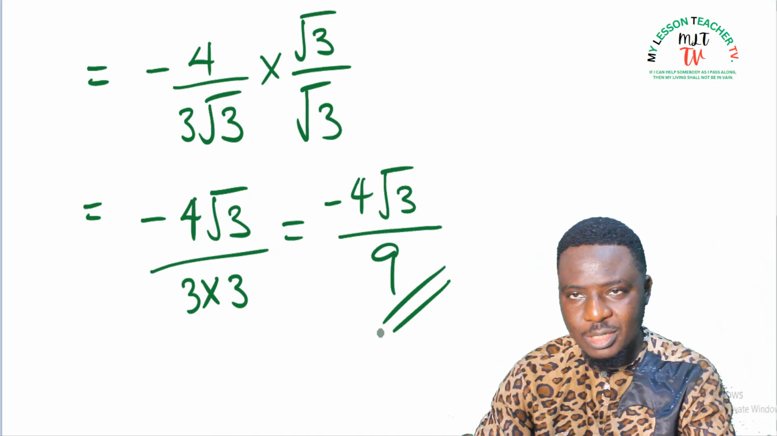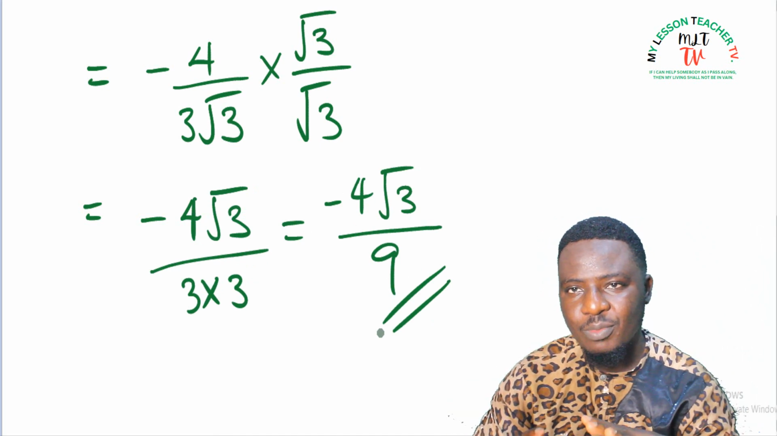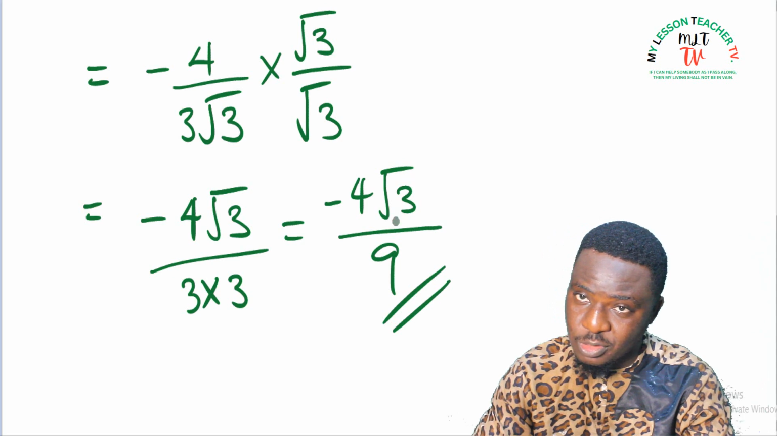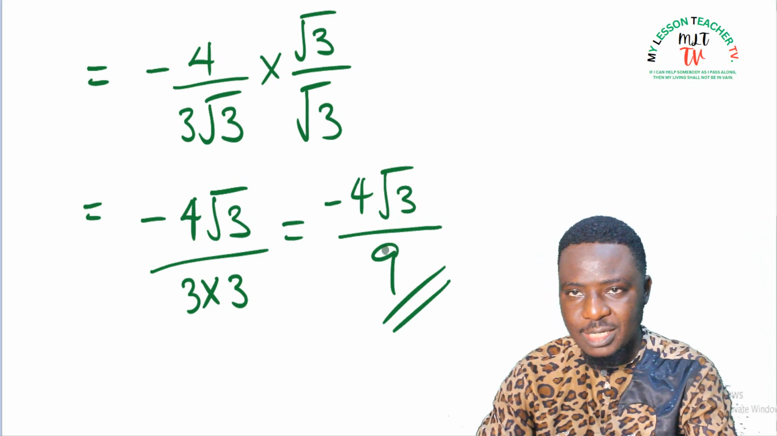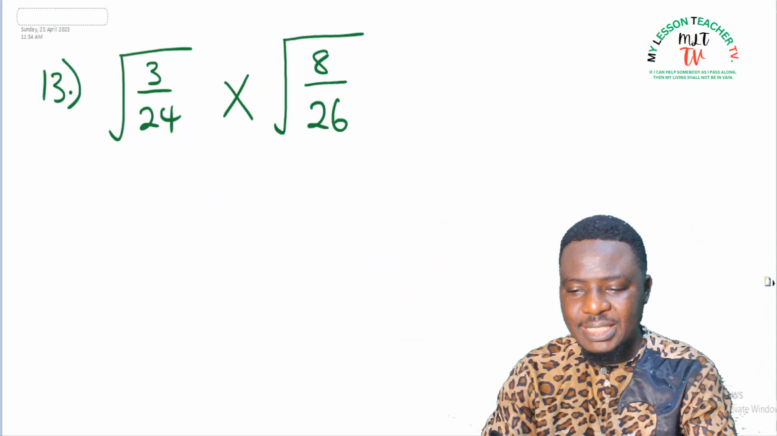Coach, don't do it. I beg you. This is the simplest form it can go. Don't convince yourself that 3 is a factor of root 3 and root 9. It is not possible.